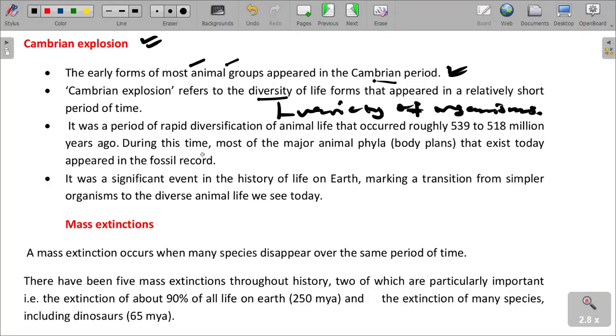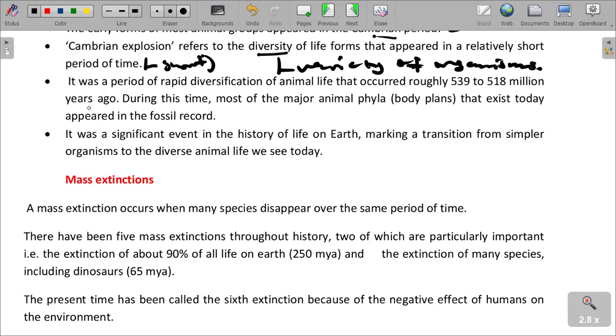You understand? So that appeared in a relatively short period of time. The various organisms that appeared did not live long. They actually lasted for a short period of time. That is one thing that we should understand. So it was a period of rapid diversification of animal life that occurred roughly 539 to 518 million years ago.